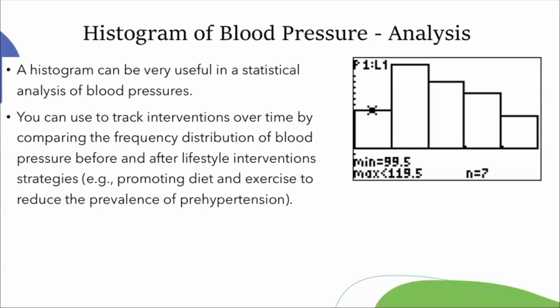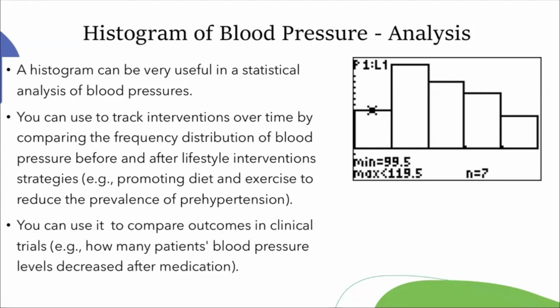You can track interventions over time by comparing the frequency distribution of blood pressure before and after lifestyle intervention strategies. For example, promoting diet and exercise to reduce the prevalence of hypertension. You can use it to compare outcomes in clinical trials. For example, how many patients' blood pressure levels decreased after medication. So here's a comparison of two histograms.